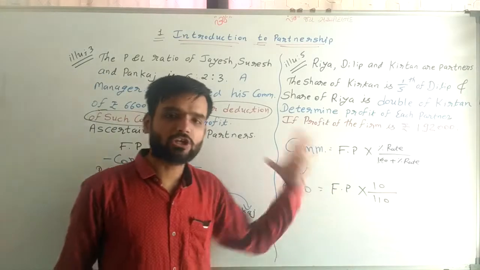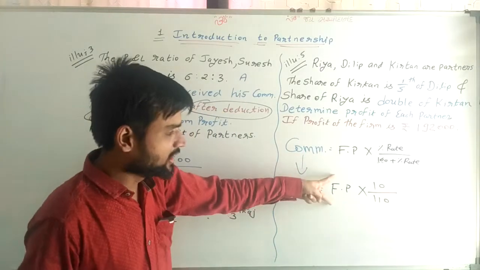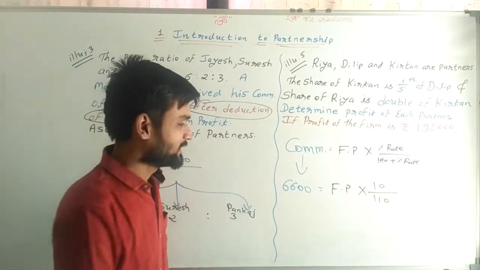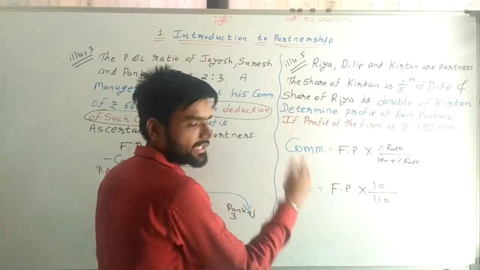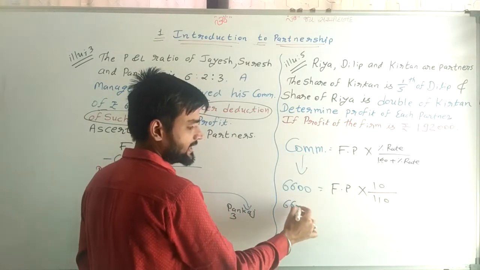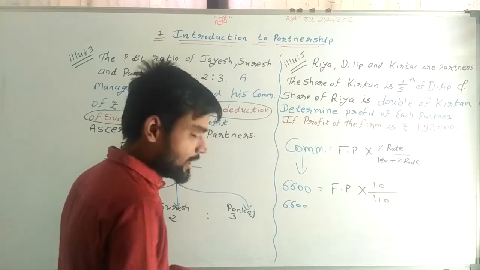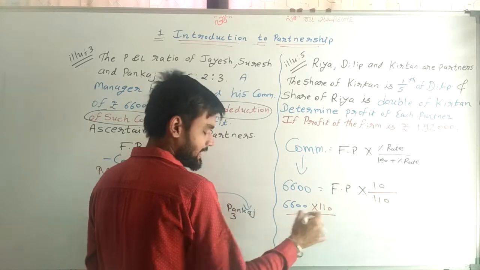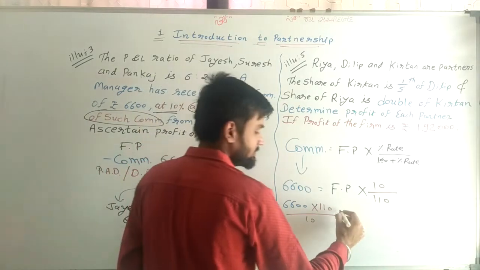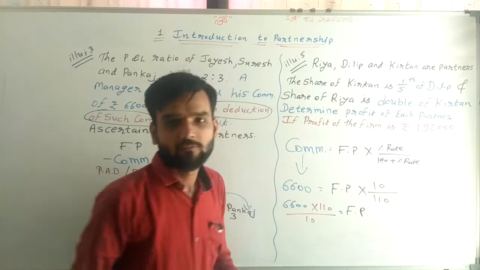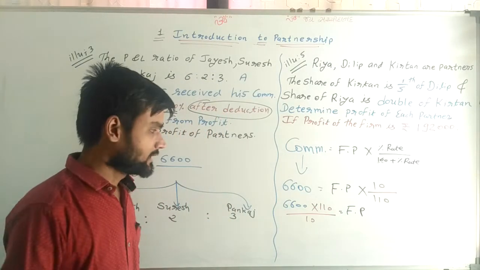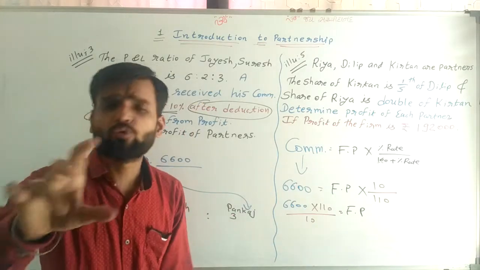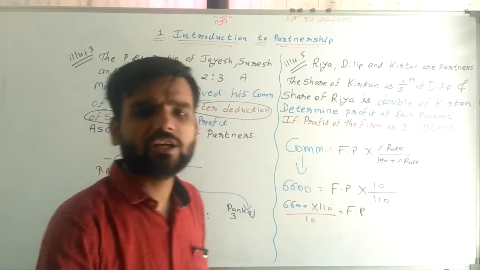Now by solving this equation, we can find the value. Simple. So change the side of 110 and 10. 6600 rupees as it is, multiplying with 110 divided by 10, we are getting the answer, the firm's profit. Now solve this and get the firm's profit. Now you can solve it in a calculator.